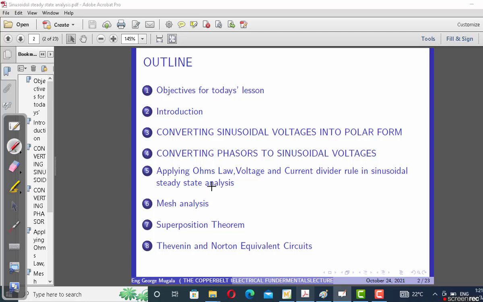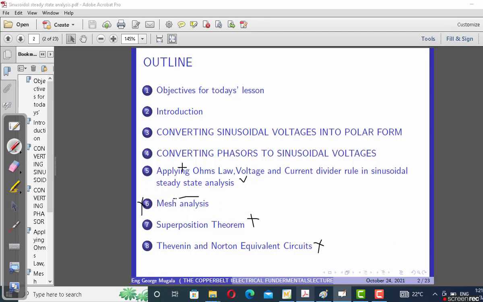We're also going to apply Ohm's law, and the voltage and current divider rules in sinusoidal steady state analysis. This is what we're going to do. We shall not look at mesh analysis, and we shall also not look at the sinusoidal superposition theorem for now. We shall not look at Thevenin's and Norton equivalent circuits, because due to time I never got to teach you that component.